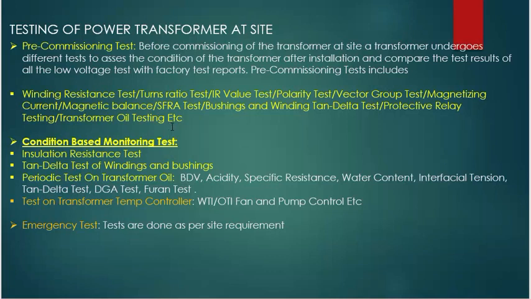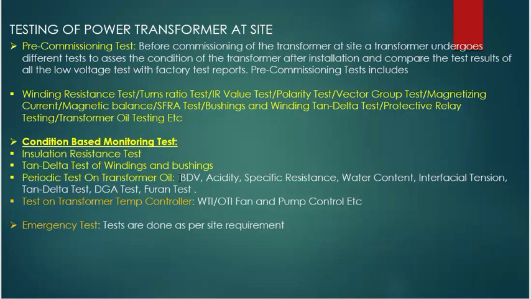A transformer is operated in the power system, and it is expected to remain operative in the power system for its entire service life, which is approximately taken as 30 years. During the service life, the transformer is tested for insulation resistance, and tan delta of winding and bushing. Periodic tests on transformer oil are also done.